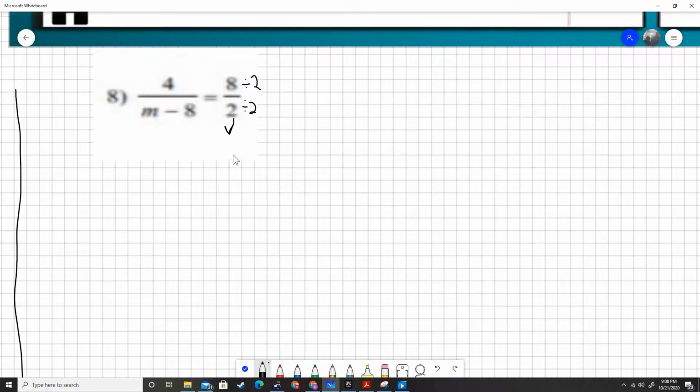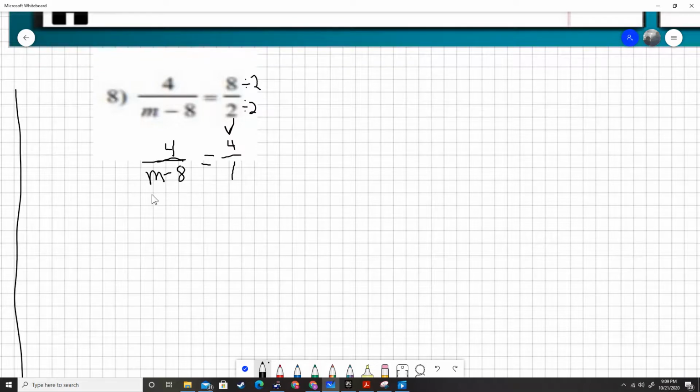If I divide 8 by 2, that's going to give me a 4. And if I divide 2 by 2, that gives me a 1. Now, what this really means is that over here, I have 4 over m minus 8, and it is equal to 4 over 1. Since both of these two up top are equal to each other, we can already assume that these here on the bottom are both also equal to each other. What we can do here is go through and set what we have here equal to this, so we can solve.